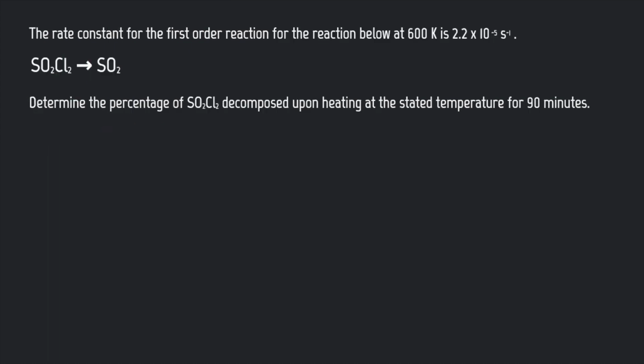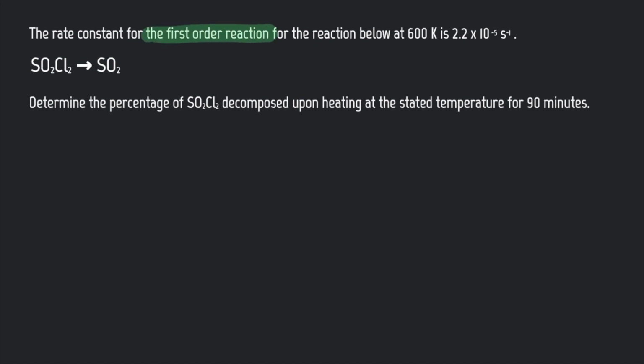Right, so let's move on to question number 5, the last question for this week's video. The rate constant for the first order reaction below at 600 Kelvin is 2.2 times 10 to the power of -5 per second. Determine the percentage of SO2Cl2 decomposed upon heating at the stated temperature for 90 minutes. Alright, so this is a very simple question.